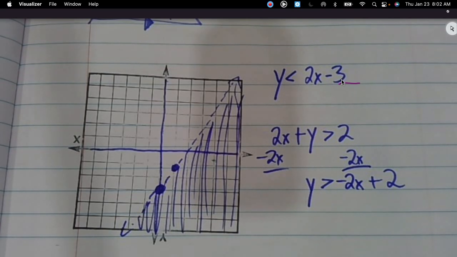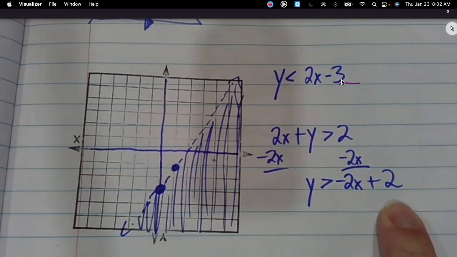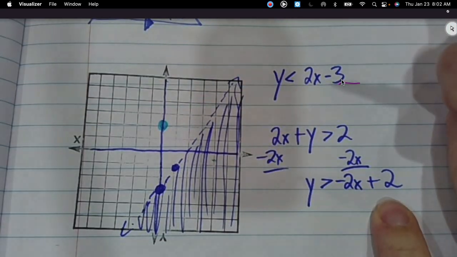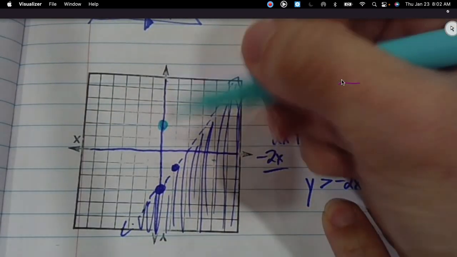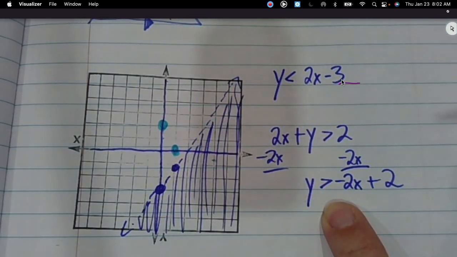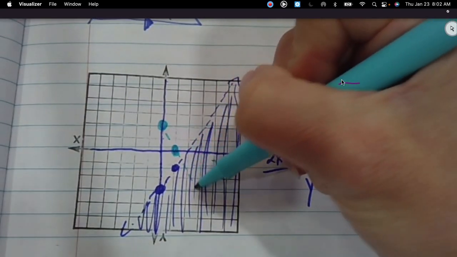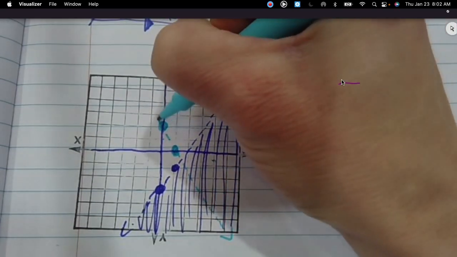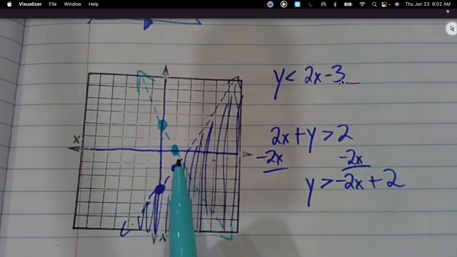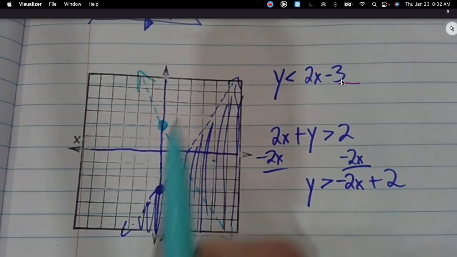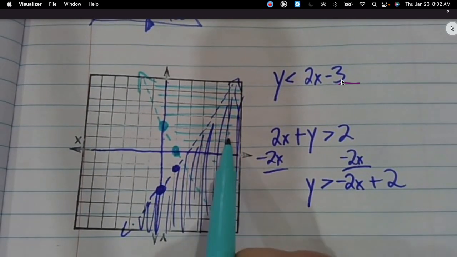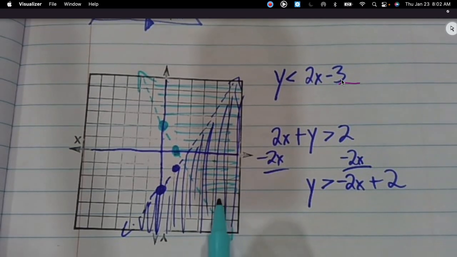Now, the other one, I'm going to start at what number? 2. So I'm going to go up 1, 2. From there, where do I go? Down 2 over 1. Is this one a dotted or solid line? Dotted. So I'm going to just draw my dotted line. Okay, and where do I shade? It says y is greater than. So from here, I'm just going to go up. And then I might use a different color, or I'll just do these horizontal lines.